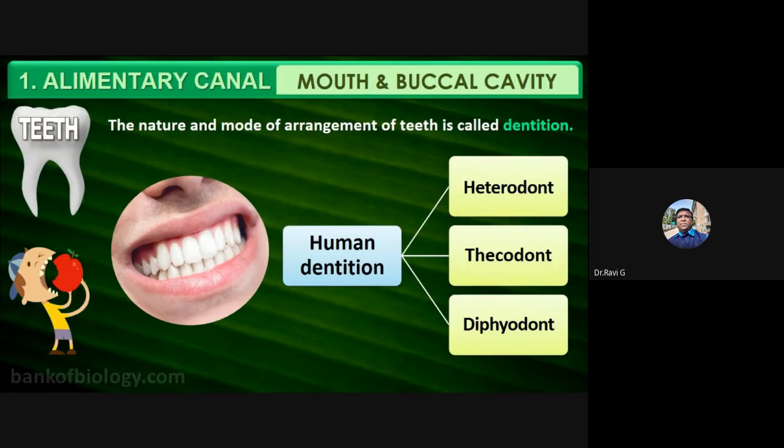That is one, the primary or milk set, which we also call the deciduous set, and the secondary or permanent teeth set. That is why we call it diphyodont.